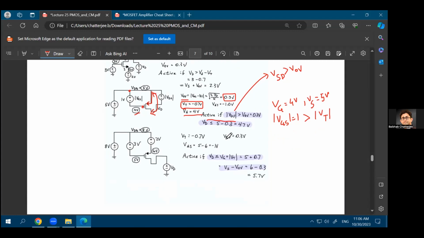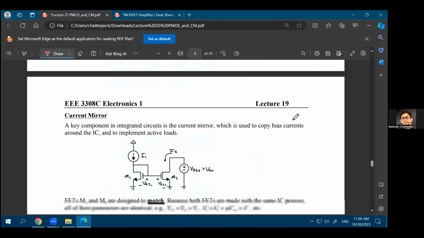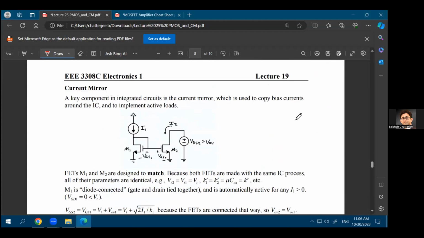So as you see, the PMOS is very, very similar to your NMOS. It's just that during your analysis, you have to consider the absolute values, and probably that's the easiest thing to do: use the same equation as your NMOS, just consider the absolute values all the time. Okay. The other thing that we want to discuss quickly is something called a current meter.